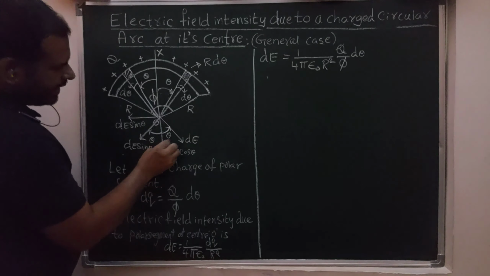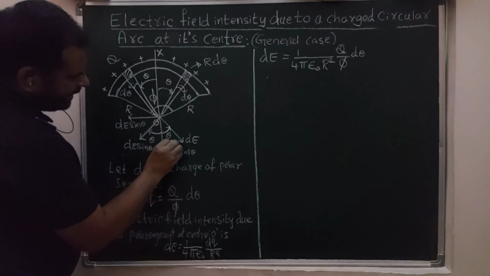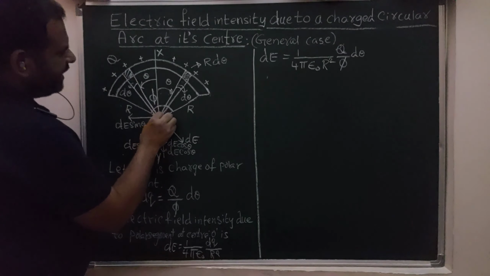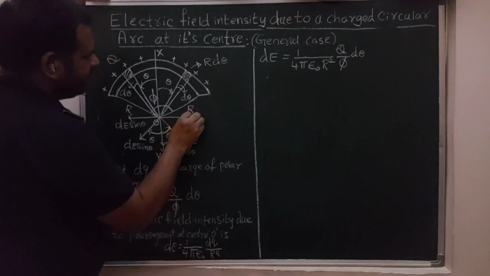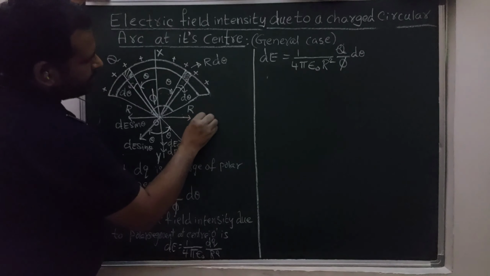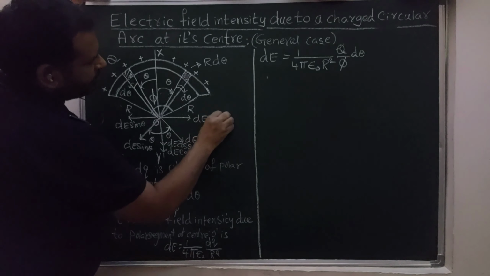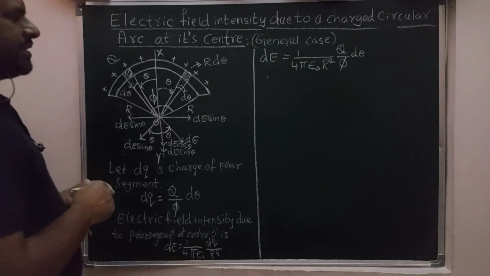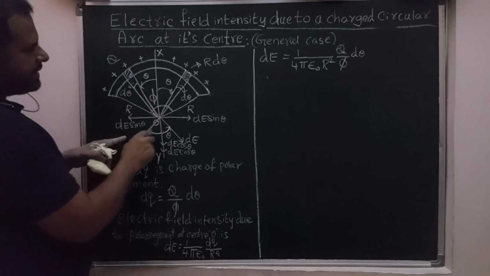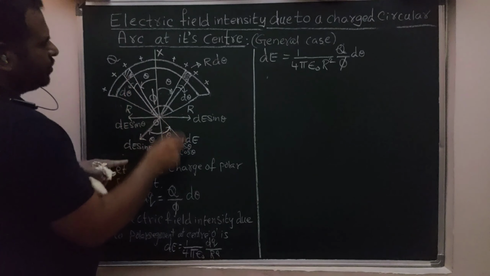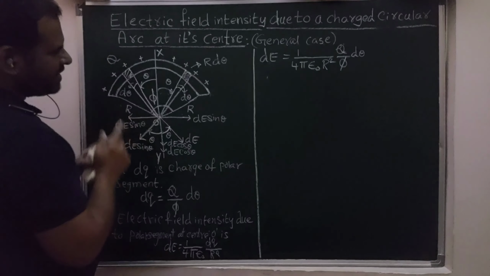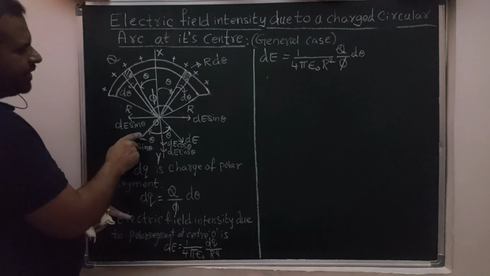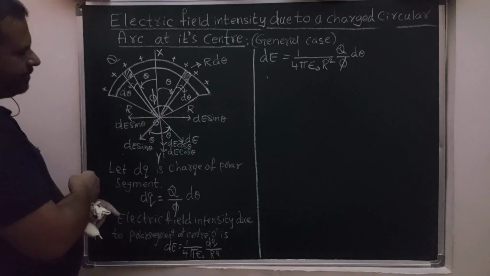One is dE cos theta, so here I am writing dE cos theta, and the other is dE sin theta. Consider these two image polar segments. Here dE is there, and due to this, also dE. The dEs are resolved into two components, dE cos theta and dE sin theta. Here also it is resolved into two components, dE cos theta and dE sin theta.